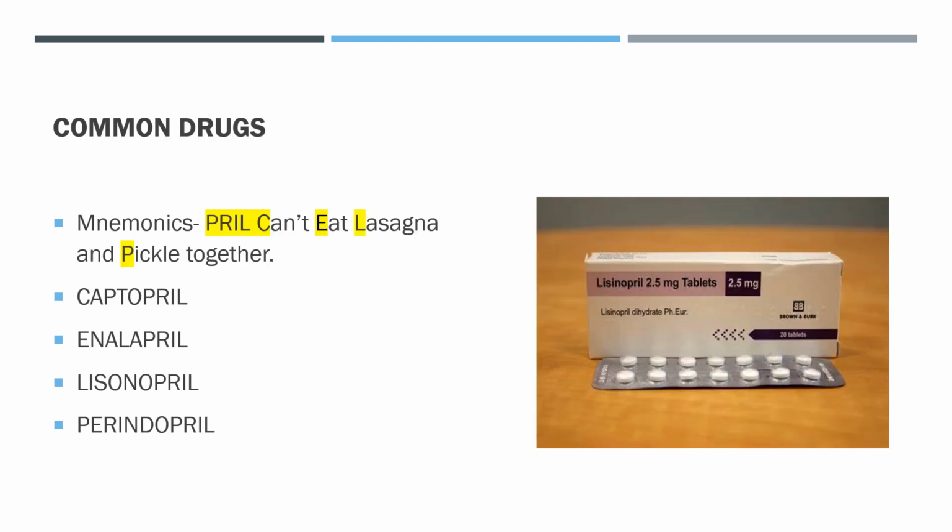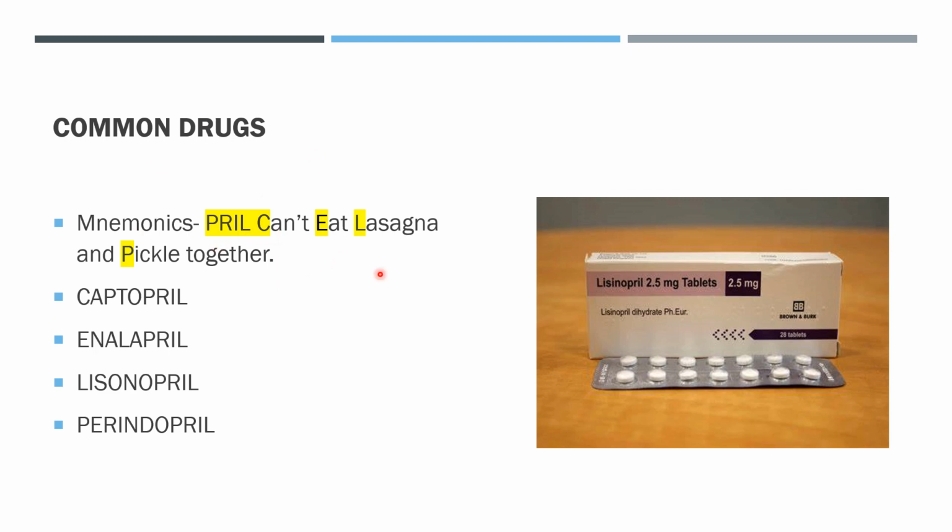So what are the common drugs that are used as ACE inhibitors? Captopril, enalapril, lisinopril and perindopril. So I made a mnemonic over here: pril can't eat lasagna and pickle together. Okay, I know that lasagna and pickle is a weird combination. It would never go together. So that's the reason. Pril can't eat lasagna and pickle together.